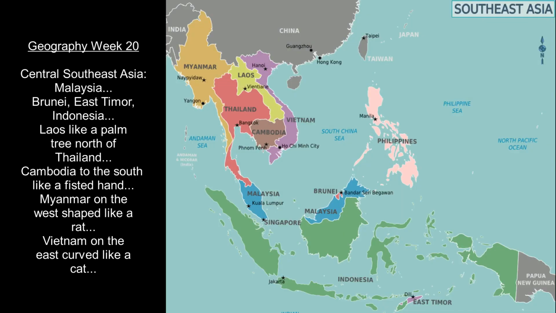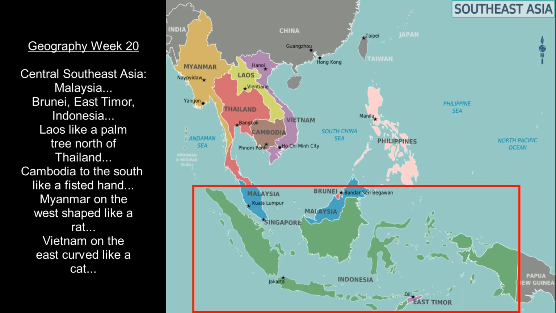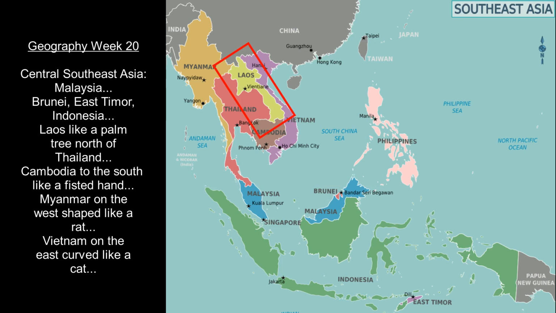Central, Southeast Asia, Malaysia. Brunei, East Timor, Indonesia. Laos, like a palm tree, north of Thailand. Cambodia, to the south, like a fisted hand. Myanmar, on the west, shaped like a rat. Vietnam, on the east, curved like a cat.